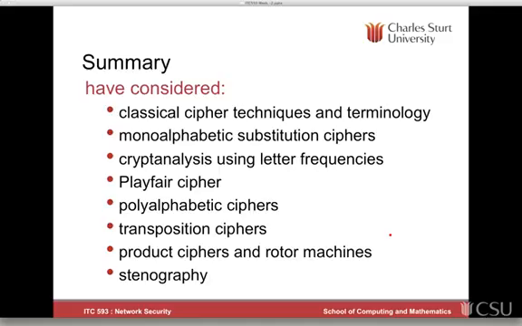Okay, this is the summary of what we have discussed in this week's lectures. We have considered classical cipher techniques and terminology. We also discussed monoalphabetic substitution cipher, cryptanalysis using letter frequencies, Playfair cipher, polyalphabetic cipher, transposition cipher, product cipher, rotor machine, and finally we discussed steganography. So please go to chapter 2. This lecture is based on your textbook chapter 2. Please go to chapter 2 and you will find details.